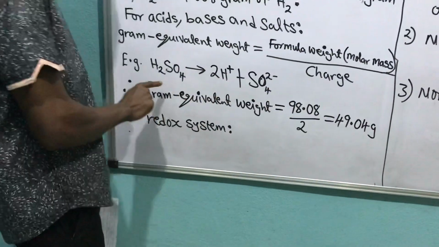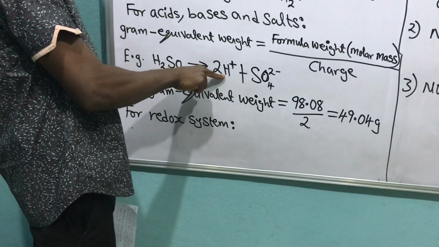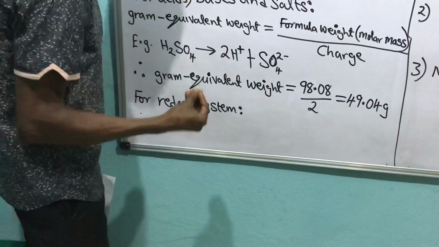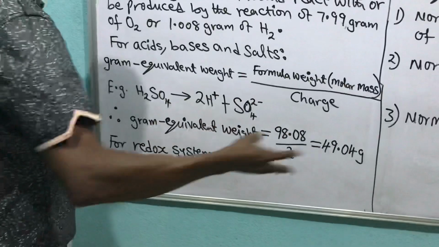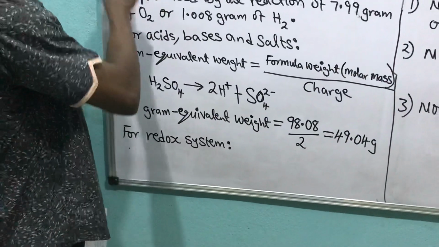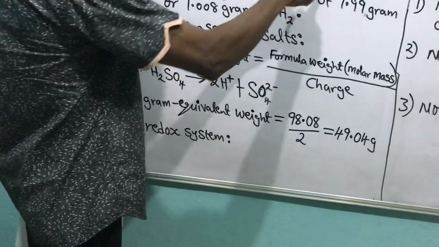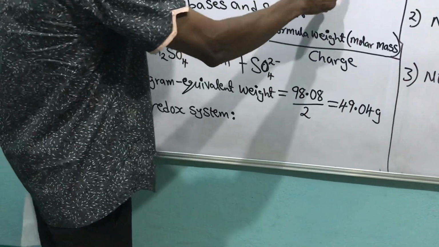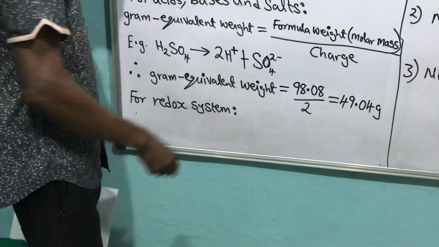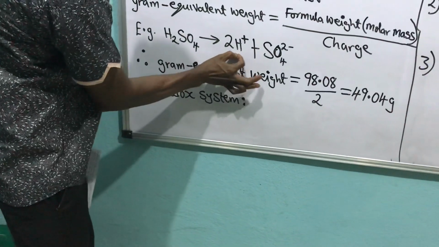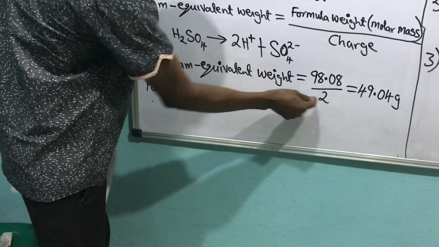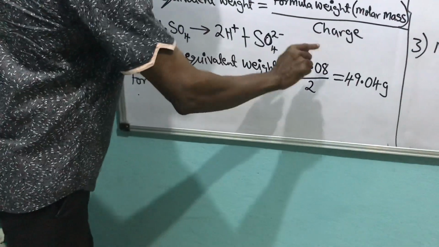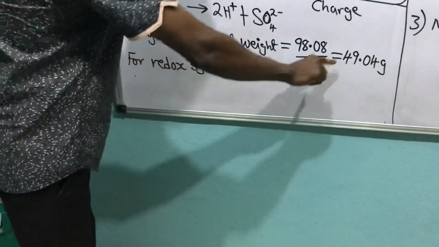Divide by the charge. What's the charge? The proton, which is hydrogen. And how many charges do we see there? 2. So we divide it by 2, which means the number of hydrogen it is going to release when it reacts. Remember what we said here: the equivalent weight of any material is the weight which will react with or be produced by the reaction of this oxygen or this hydrogen. So as it reacts, it releases these 2 hydrogen. We use it to divide the molar mass, and it gives us what we call gram equivalent weight. You see how we calculate it.